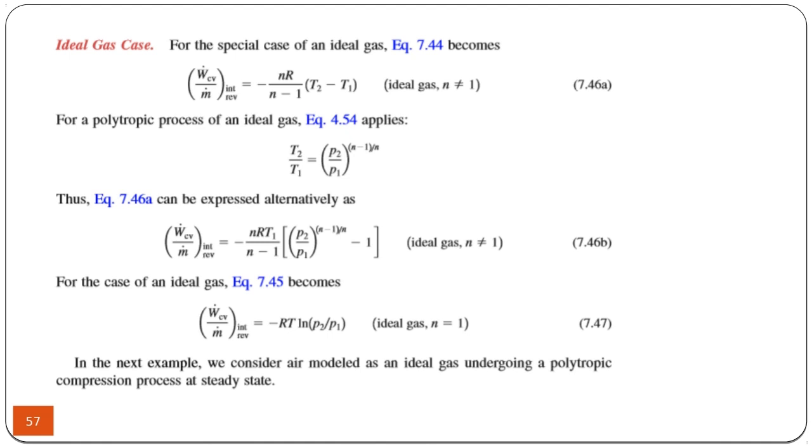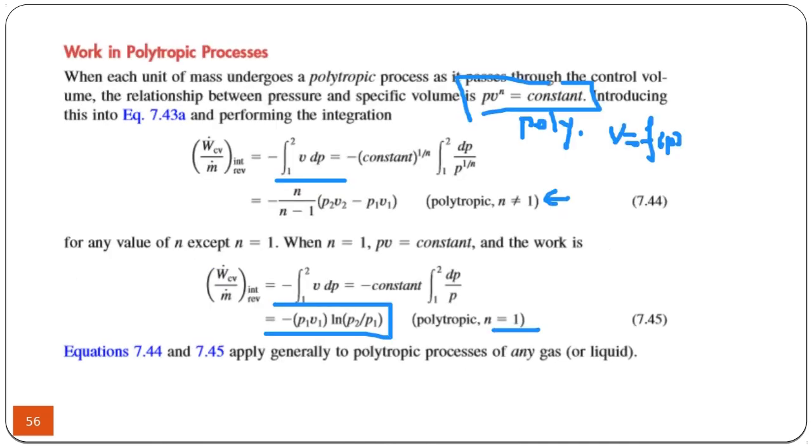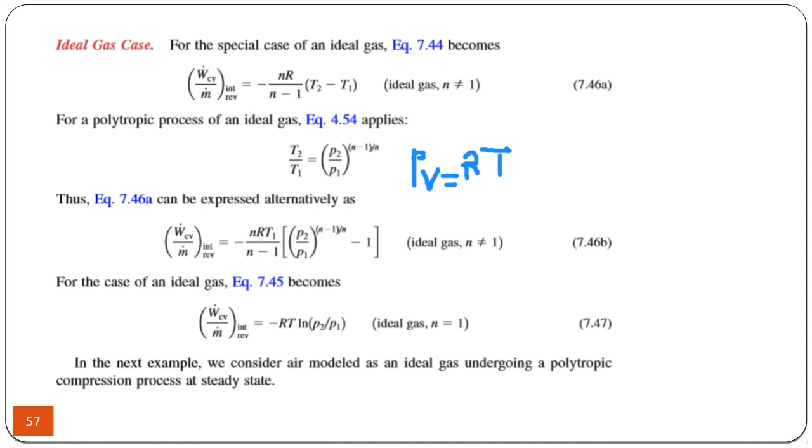If it's an ideal gas, then in this case, we can use the ideal gas relationship, and we can rewrite the calculations of the work. So in place of using the PVs here or there, you can use the temperatures because it's an ideal gas. By using the temperatures, we can calculate the work in an open system as minus nR over n minus 1 times temperature difference, or we can write the same equation with pressures as well. In the case of n equal to 1, it becomes something different.